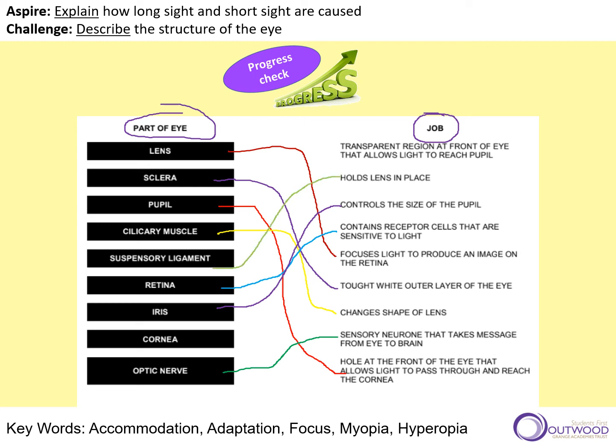So there we go. And then the last one, transparent region at the front of the eye that allows light to reach the pupil. So that's the first layer. That would be your cornea. So hopefully you've managed to match those. If you haven't, pause the video and make sure that you've got those right, because you need to know the part of the eye and its job. Okay, so that's the first part of this lesson in terms of describing the structure of the eye.